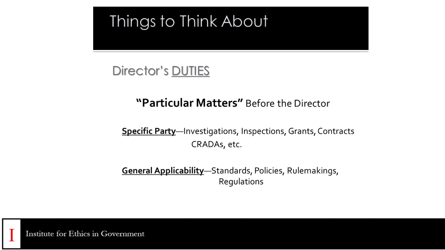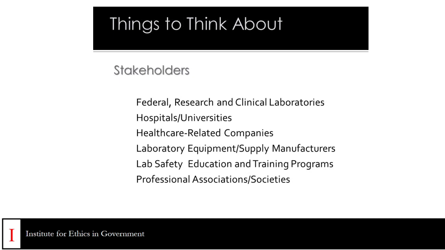So again, be thinking about who all could be affected by the duties and responsibilities of your agency generally, and also of your employee in particular. So that brings us to the next slide of things to think about, which is, in our particular case, who are the stakeholders? Who are the people? Who are the organizations? What types of organizations are likely to be affected by the work of our agency, by the work of this employee?